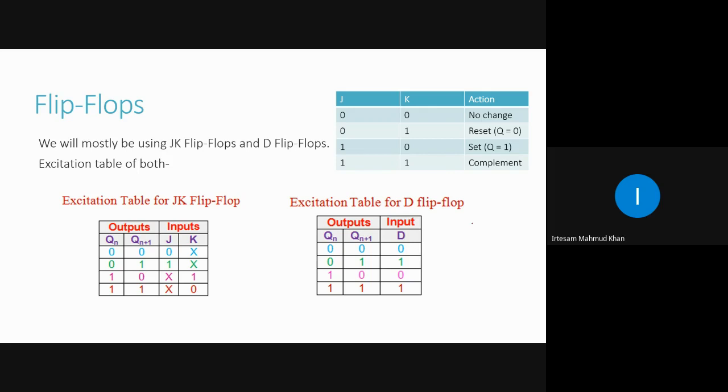Hopefully everyone has the basic idea of the D flip-flop. So what is it? Okay, first thing is, what is a flip-flop? Can anyone tell me what a flip-flop does? No, providing input and output is not actually the job of a flip-flop.